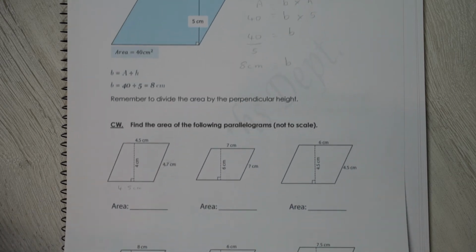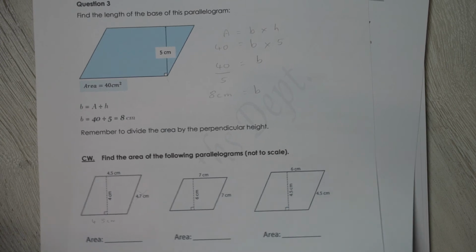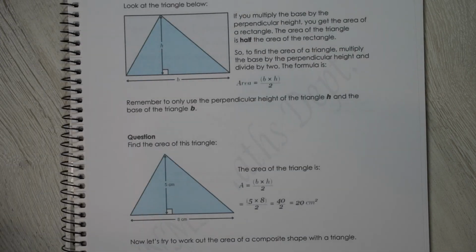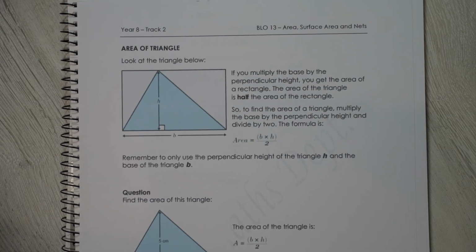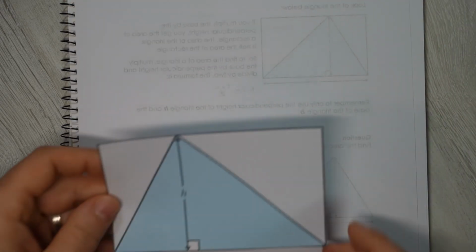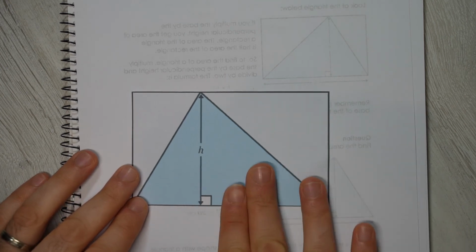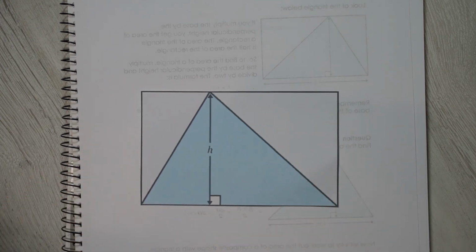Now from here I'm going to skip to page 7. We will get back to page 5 in the next video. On page 7 we have the area of a triangle. So once again I have a rectangle here, and I can cut along the triangle.